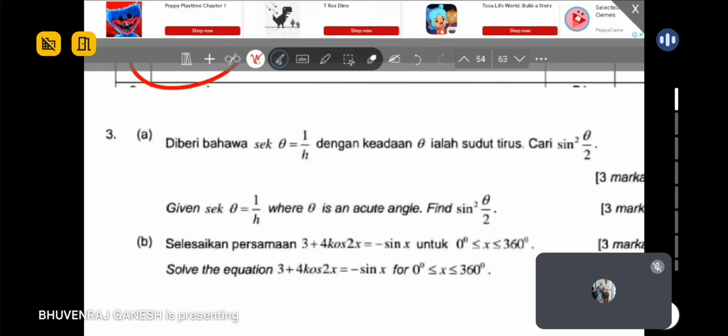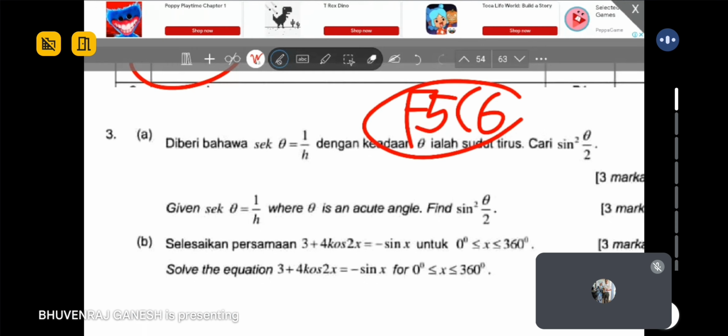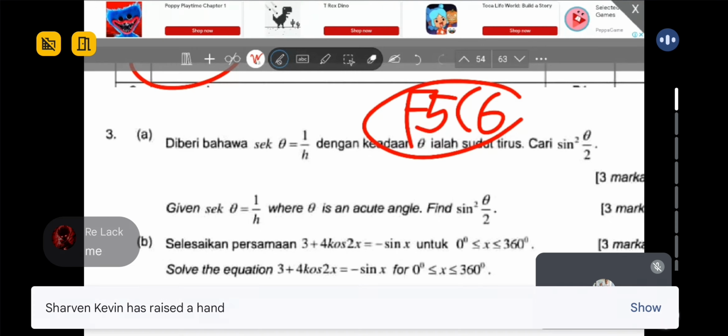Okay, so question 3 is on trigo. Okay, this is your Form 5 Chapter 6 guys. Siapa tak suka bab ni? Comment. Who doesn't like this chapter? Trigo. A lot of people say hard, right? Susah kan? Okay, never mind. You see now, is it really hard or not?